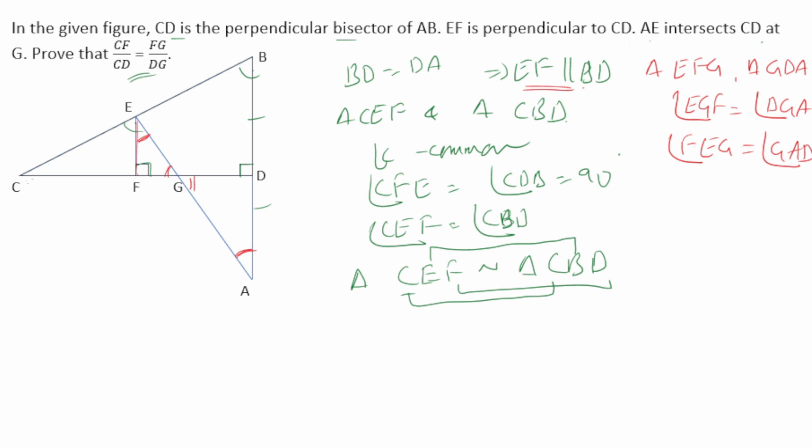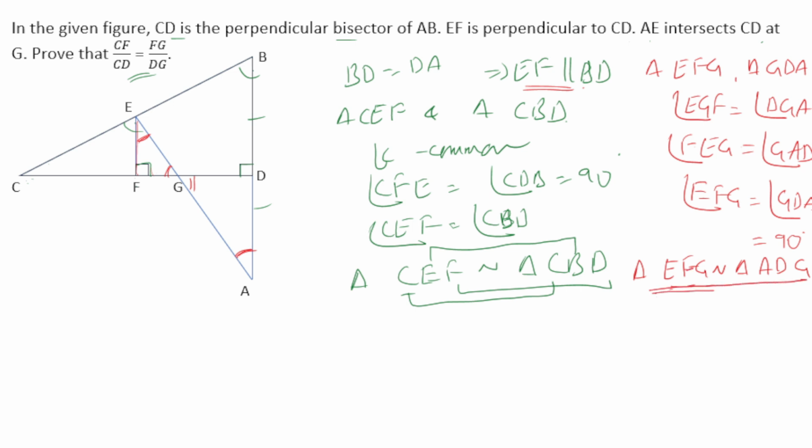And the third angle, angle EFG, is equal to angle GDA. It is 90 degrees. See, the corresponding angles are equal, so these two triangles are similar. We should write the correct order. Angle E is equal to A, and F is equal to D, and G is equal to G. So triangle EFG is similar to triangle ADG.